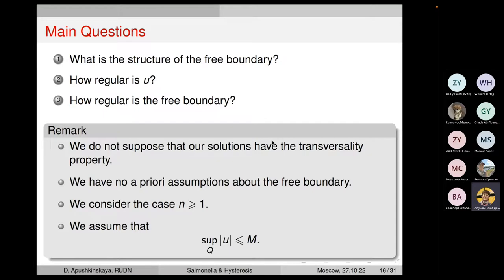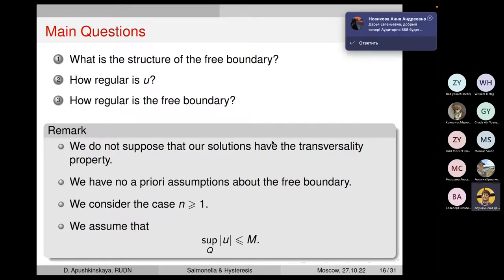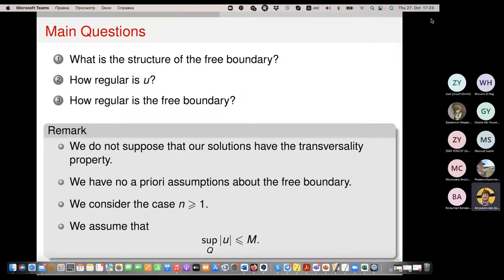Such a situation quite often happens in the theory of free boundary problems, and it's not quite unusual. In fact, for many parabolic problems, we prove these regularity results in this conditional form.